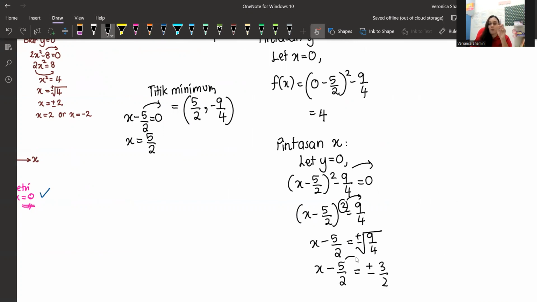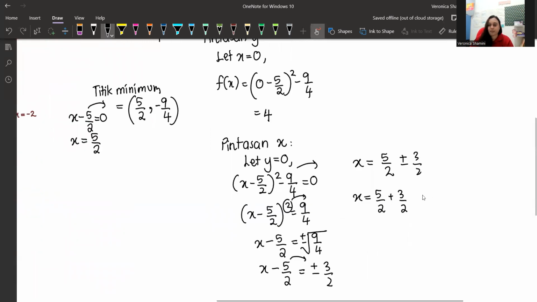Okay, sekarang kita nak bawa 5 per 2 ke sana. So, put it at the front. You place it at the front. Letak di depan. Jangan bawa ke belakang. Okay. So, got dua jawapan here. 5 over 2 plus 3 over 2. Ataupun 5 over 2 minus 3 over 2.